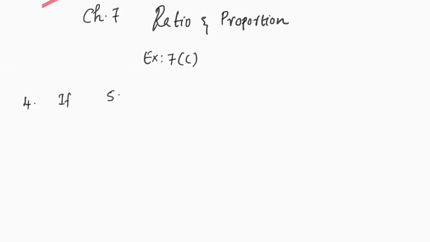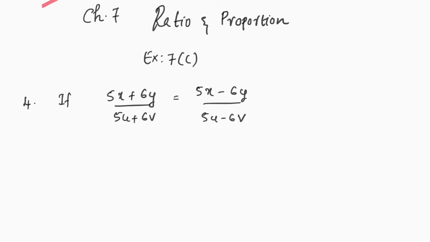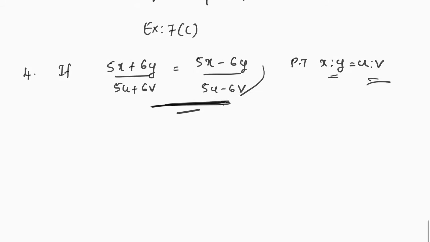If (5x + 6y)/(5u + 6v) = (5x - 6y)/(5u - 6v), then prove that x is to y equal to u is to v. In the previous questions we had proved that if a is to b equal to c is to d, then similarly we had to make it into this form. Now it's given in this form, and you need to finally get the proportion in the form x is to y equal to u is to v. So how do we solve it?